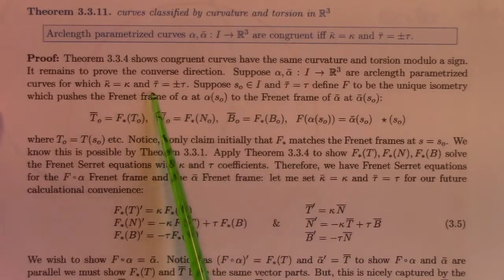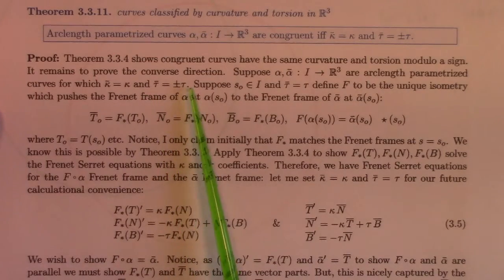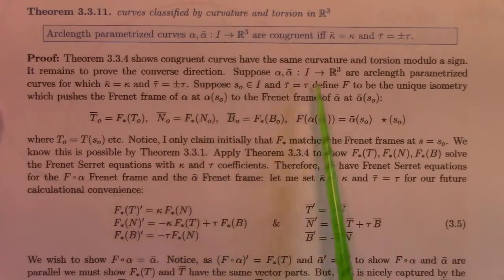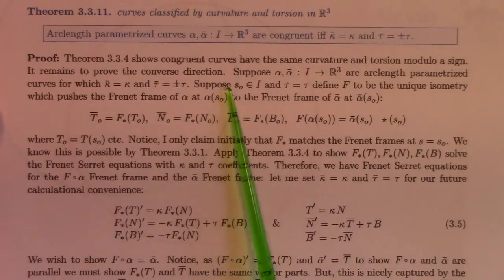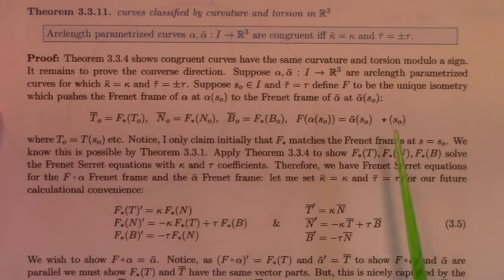I'm going to present the proof in the case that the torsion of the curve and I'm going to assume that the torsions match for the given pair of curves. I'm going to leave the proof of the minus case to the reader, probably in homework. It's almost the same. O'Neill gives you a little bit more on that.